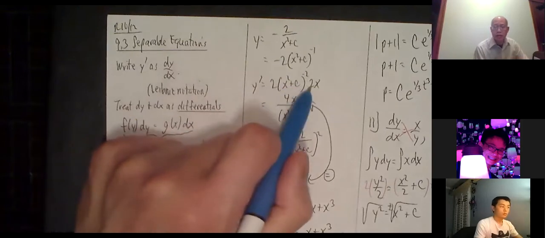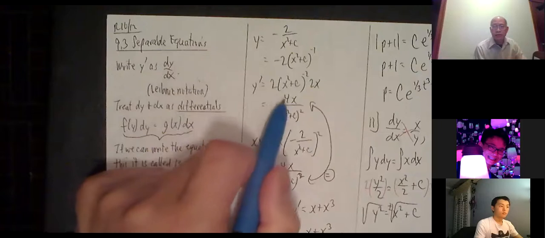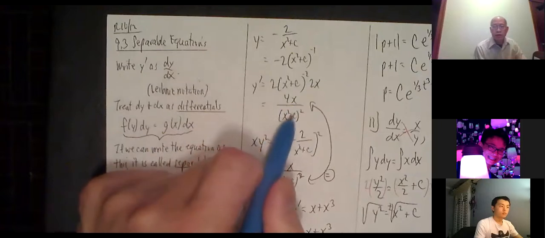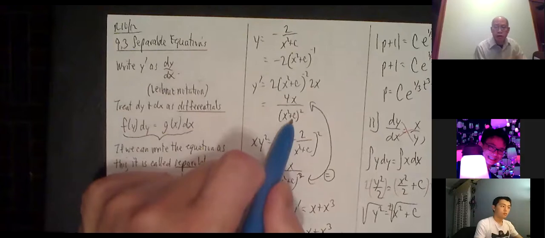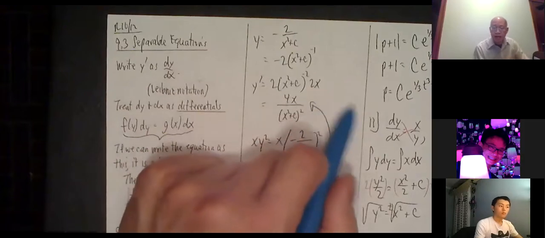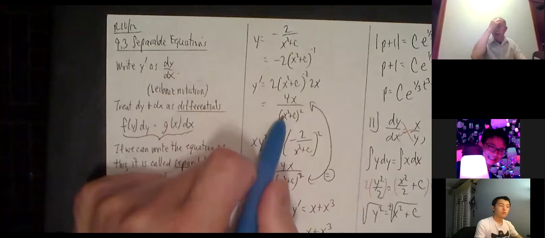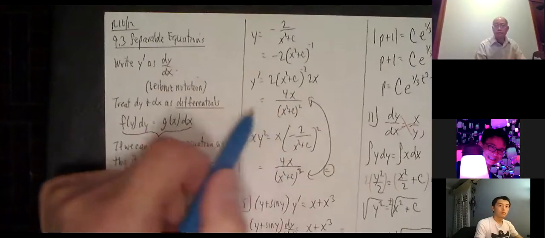Remember, c is a constant. So clean that up. That's 4x over x squared plus c squared. Notice the placement of c. c can be any real number, but it's not plus c hanging out over here like we're used to. It's part of the denominator right here.